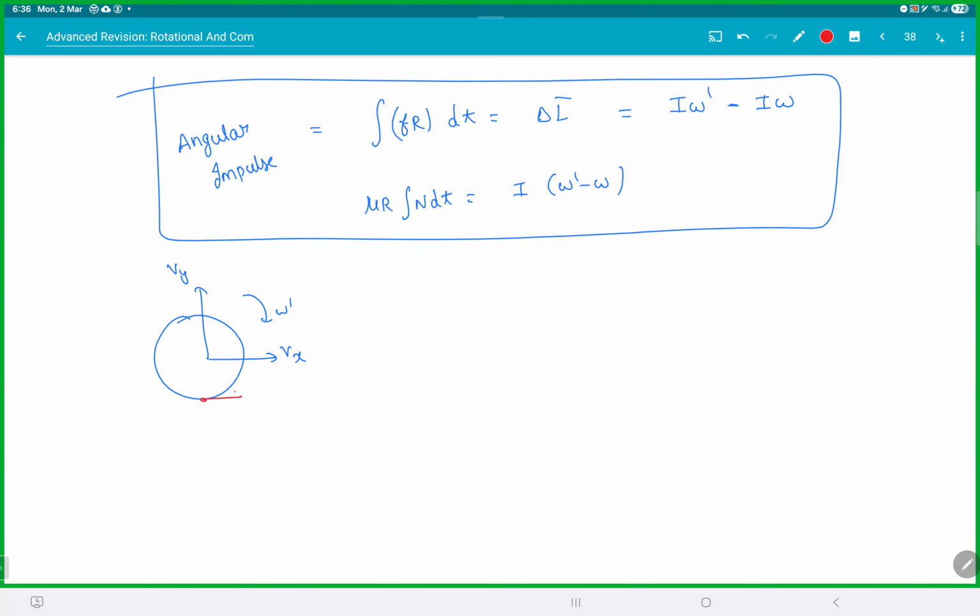Okay. So at the bottommost point, we have Vx and we have R omega dash. That is the point. So if Vx minus R omega dash is greater than or equal to 0, that is, slipping didn't stop. The friction was not strong enough to stop the slipping. Slipping continued or didn't stop.